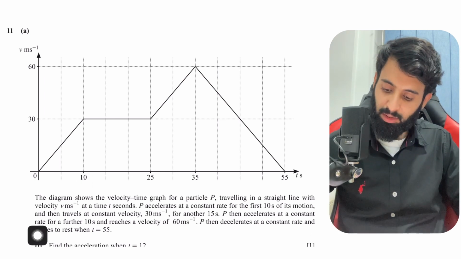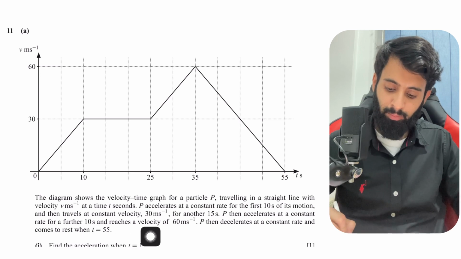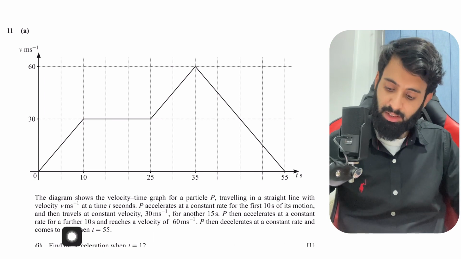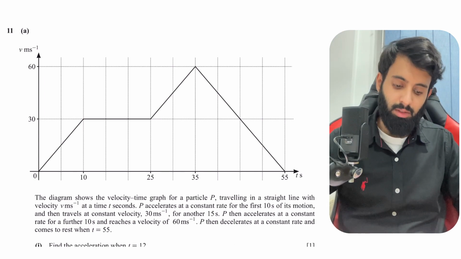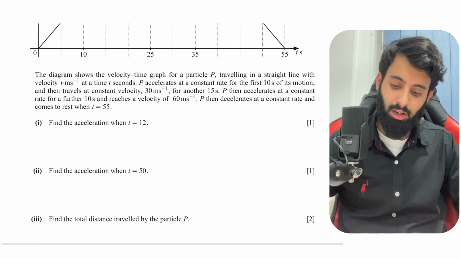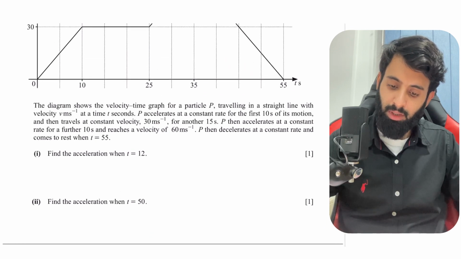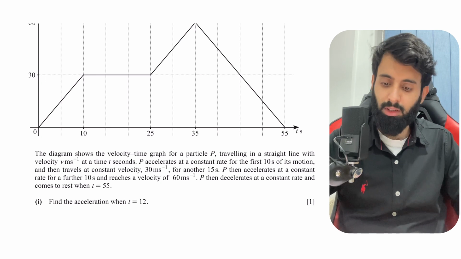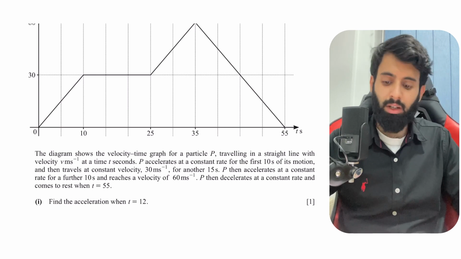P then accelerates at a constant rate for a further 10 seconds and reaches a velocity of 60 meters per second. P then decelerates at a constant rate and comes to rest when t is equal to 55. Okay, that's great. Then it says find the acceleration when t is equal to 12. So this may initially seem like a really difficult question, although I hope I'm wrong.